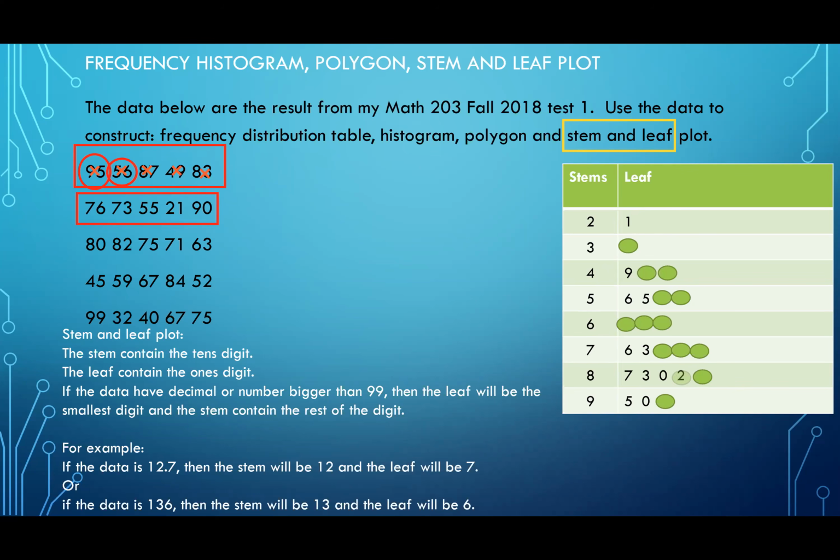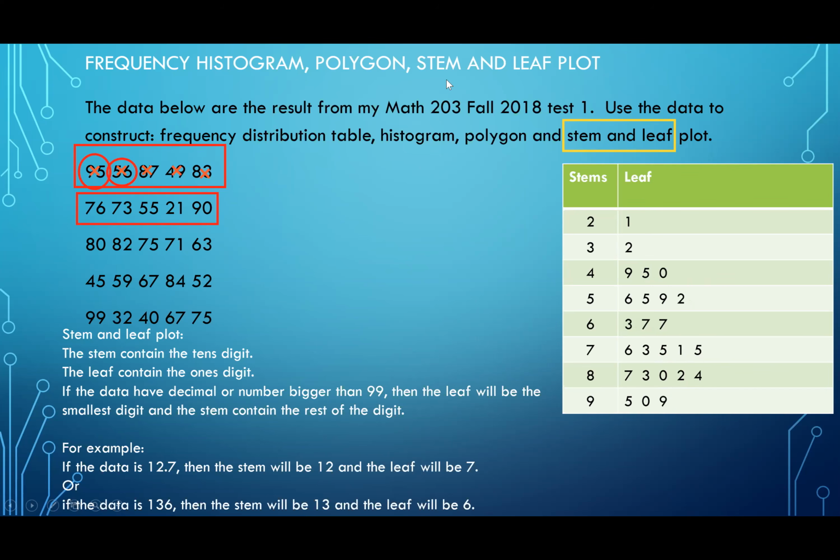So again, those are my data, and the same thing goes, we just go through each of your data, which is the next data. We have 80. So on my 8, I wrote 0. 82, I wrote a 2 on my 8. 75, 71, 63. And then 45, 59, 67, 84, and the rest of the items. Okay, so again, this is what we have.